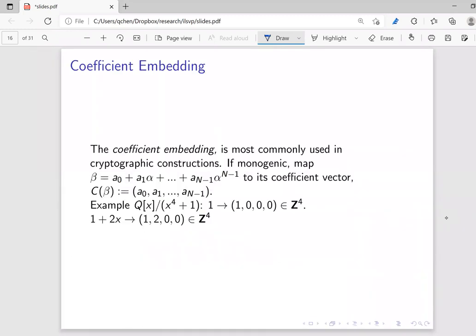So there's also a coefficient embedding. Suppose the ring of integers is monogenic, then you just send the element to its coefficients. So for example, again for Q[x] mod out x to the fourth power plus one, we know this can be generated by a power basis: 1, x, x squared, x cubed. So for 1, you just send (1, 0, 0, 0). If it is 1 plus 2x, just send (1, 2, 0, 0). And that goes directly into the integers. So if you design a crypto system, this is probably the embedding you are going to use.